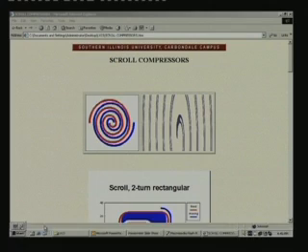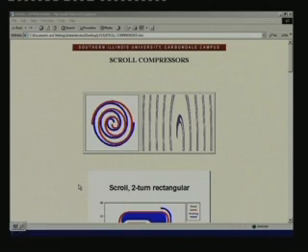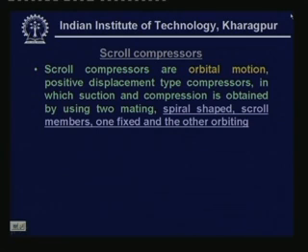Okay. So, you can see that as the red one is orbiting, it is not rotating, it is orbiting. Okay. That is why you call it an orbital compressor, and the blue one is fixed. Okay. So, the gap between the blue and red scroll members is varying continuously. This is what gives rise to suction and compression.